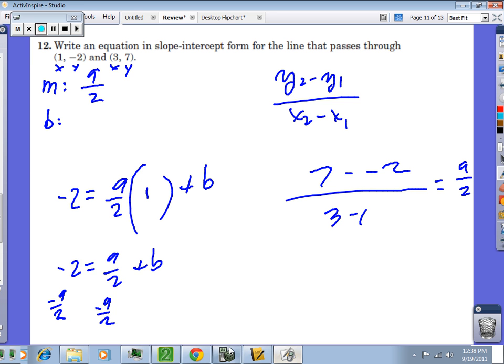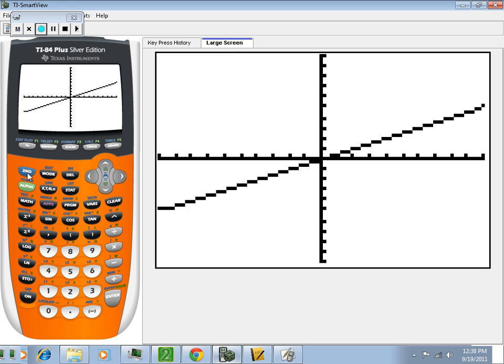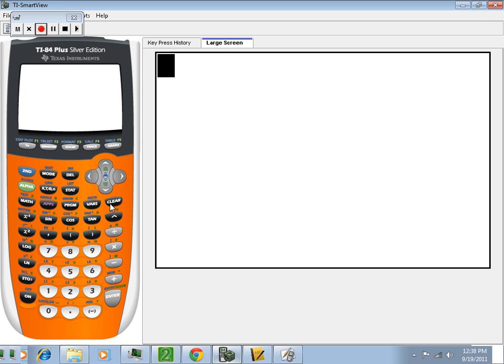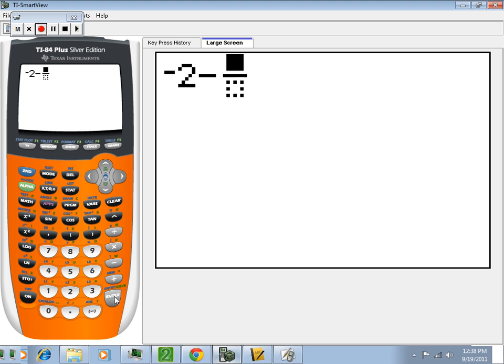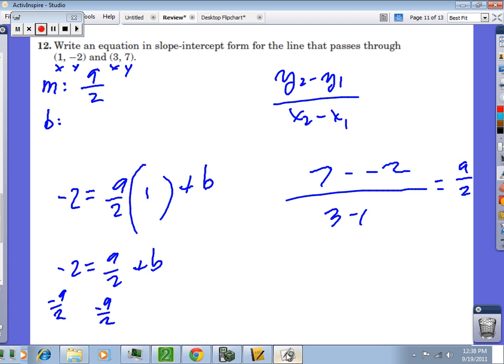So on your calculator, do a negative 2. Do you remember how to get to the fractions? Minus. You got to press alpha and then y equals. Press enter. So negative 2 minus 9 halves. That's your B. So B is going to be a negative 13 halves. So your final answer, y equals 9 halves x plus negative 13 halves.